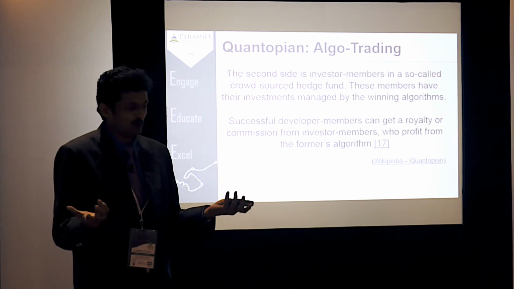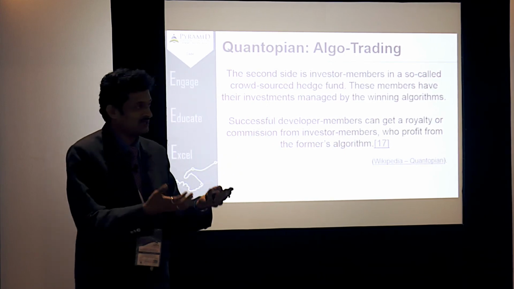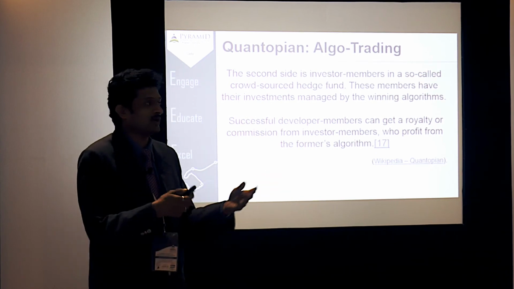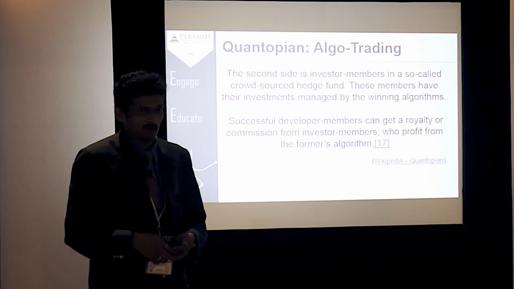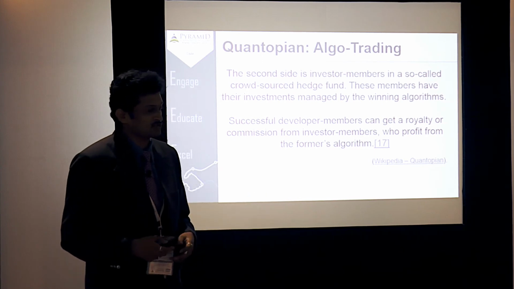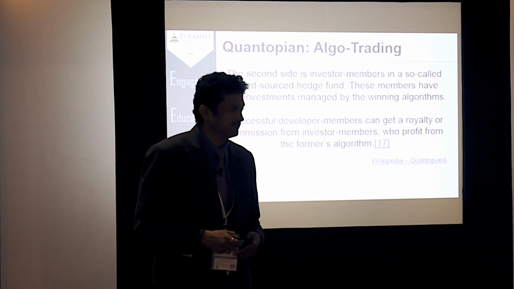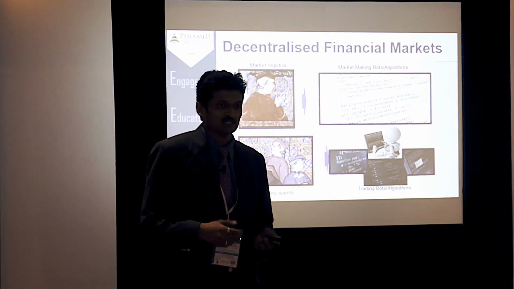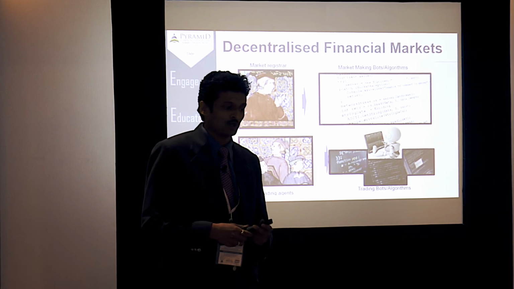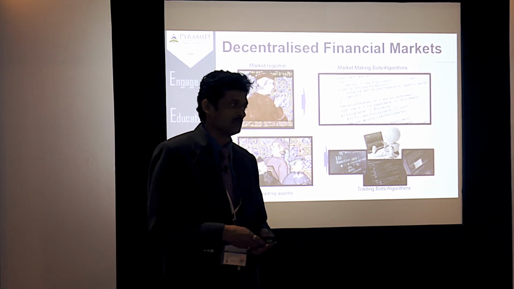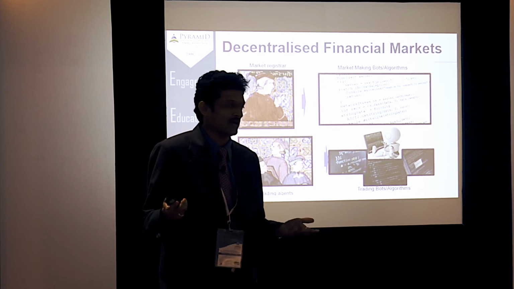But currently the Quantopian platform is centralized, and you can take the same model and further decentralize it by making it run on Ethereum, and the same platform can run on any other custom blockchain. So algorithmic trading is one area we are actively working on. With decentralized financial markets, you have code basically doing the work of the stock exchange, the mutual fund, the investment bank, or the hedge fund.